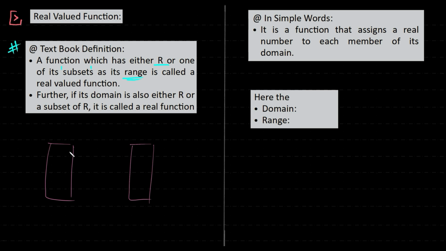You can give any input. When I say any input, it can be a name, it can be in the form of a string, in the form of sets of things, a list of things, but the output has to be a single number, and that has to be a real number, right? So in simple words, it's a function that assigns a real number to each member of its domain, right?